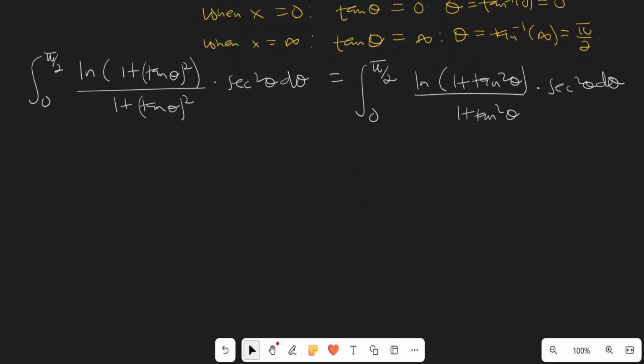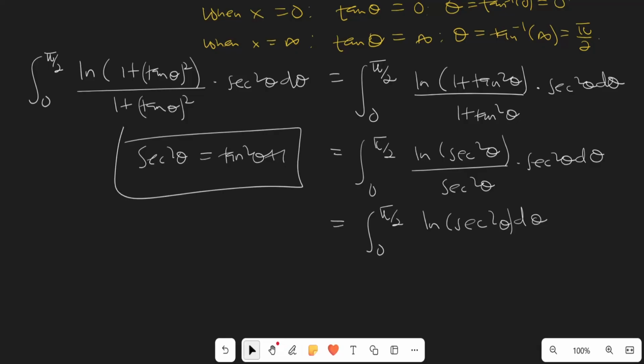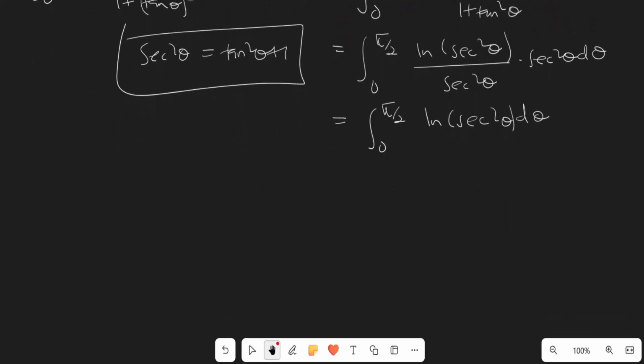What does this one give? This one simplifies to the integral from 0 to pi over 2 of the natural logarithm of secant squared theta, all over secant squared theta, times secant squared theta d theta. The secant squared thetas will cancel. I am left with the integral from 0 to pi over 2 of the natural logarithm of secant squared theta d theta. That is just from the trig identity: secant squared theta is equal to tangent squared theta plus 1. So you can just plug in secant squared theta in place of tangent squared theta plus 1. So our integral has been reduced to this.